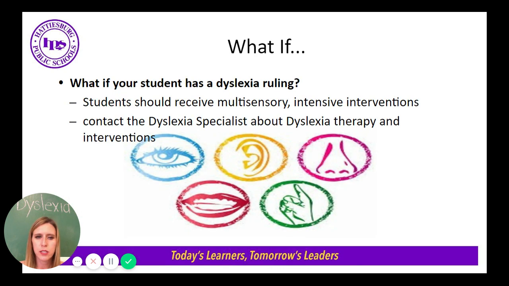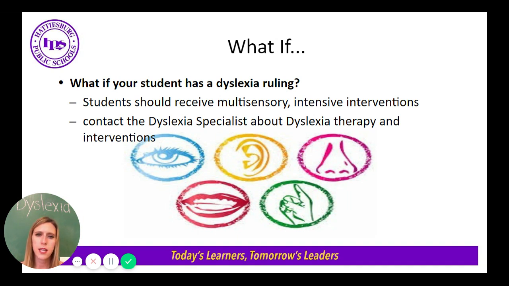So what do you do if your student displays some or a lot of these signs? The first step would be to contact me, your dyslexia specialist, and we can talk about strategies and techniques and interventions that may help your student if they are struggling in the classroom. We can look at a dyslexia screener. We will also have a presentation on that to really go into depth about what that entails. But a dyslexia screener just gives characteristics of dyslexia. It does not give an official ruling of dyslexia.